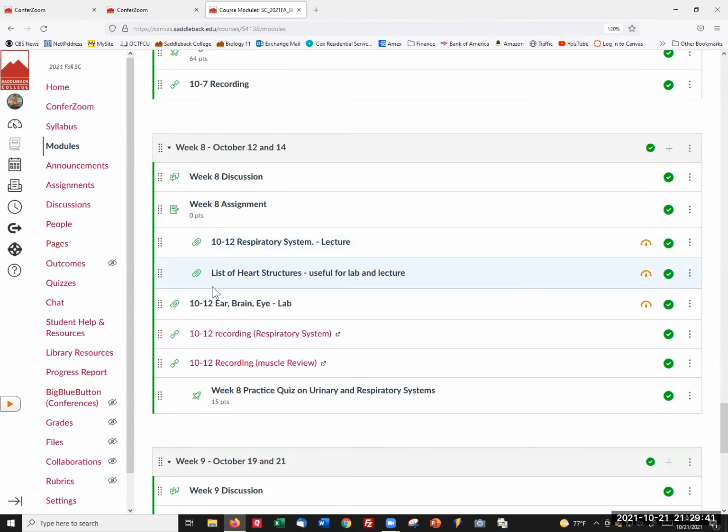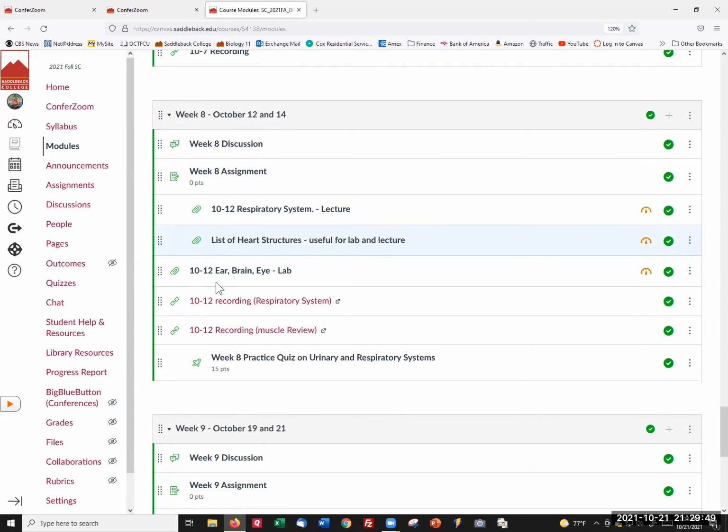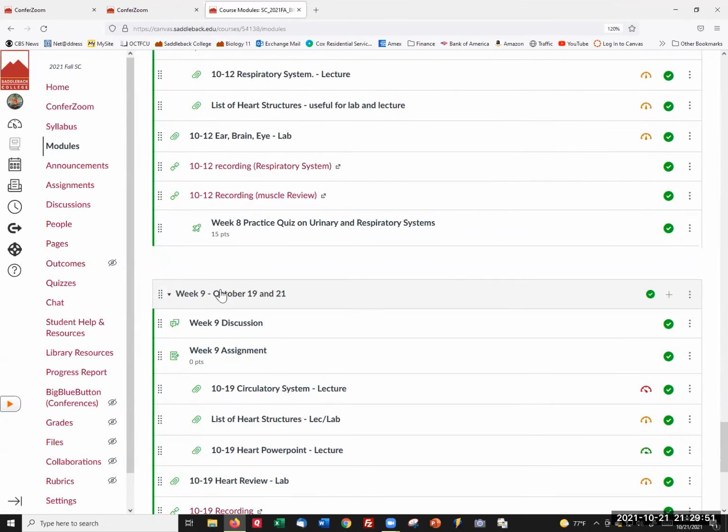I gave you a list of heart structures. I gave it to you in more than one place. Those are included. Come down farther. I gave you a practice quiz on the urinary and respiratory systems. And that again has some good information in it.